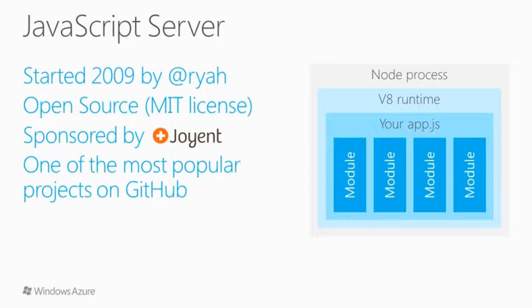At the core of a Node.js application is the Node process. This process runs as Node.exe on Windows. Node runs the JavaScript V8 runtime. Your application runs on top of the Node process and the V8 runtime. Your app is composed of JavaScript you write yourself as well as third-party modules.